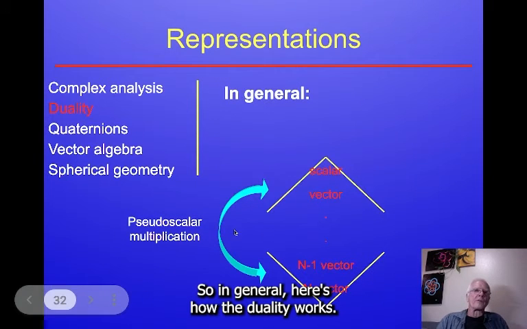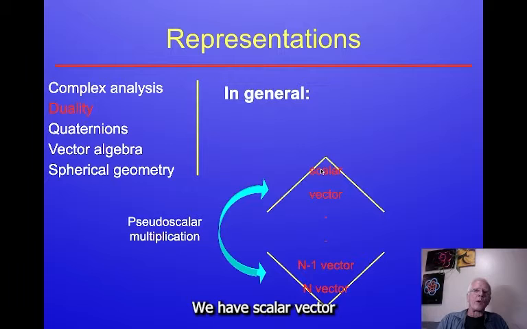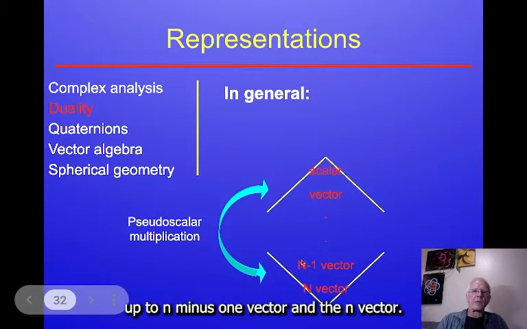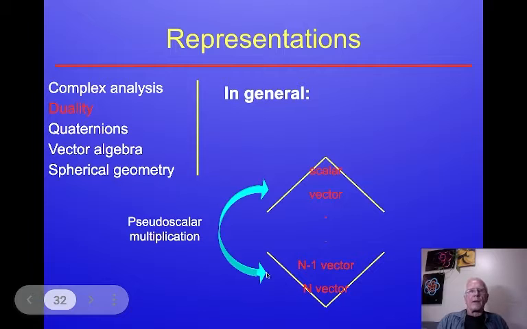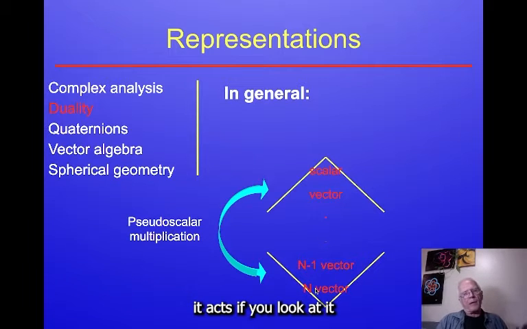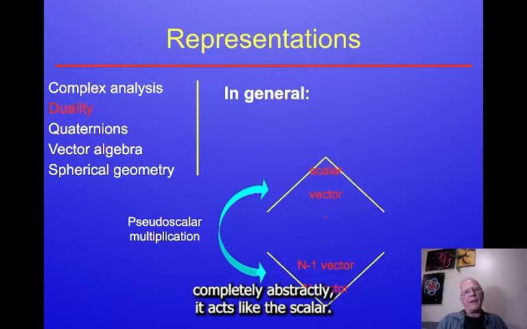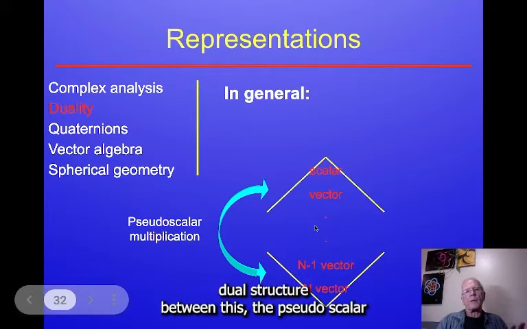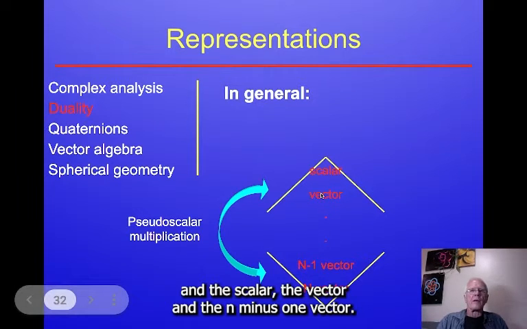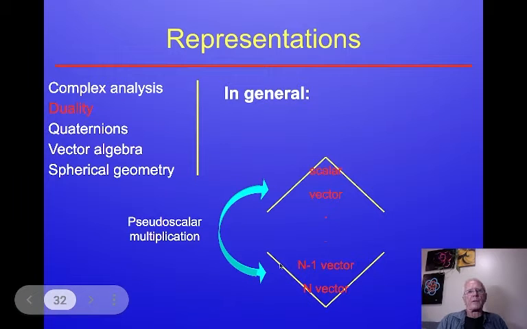So in general, here's how the duality works. We have scalar, vector, bivector, trivector, etc., up to the n-1 vector, and the n vector. Well, the n vector is our pseudoscalar. And it acts, if you look at it completely abstractly, like the scalar. You have this complete dual structure between the pseudoscalar and the scalar, the vector and the n-1 vector. That's quite a useful property too.